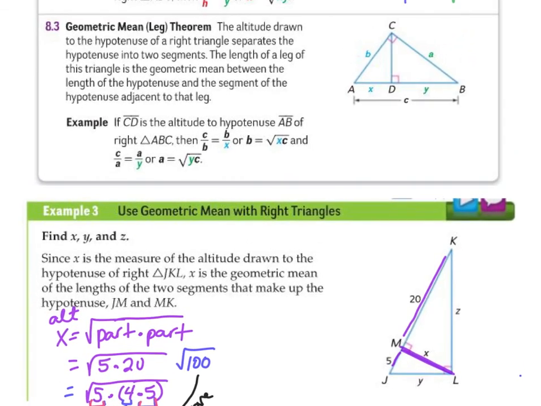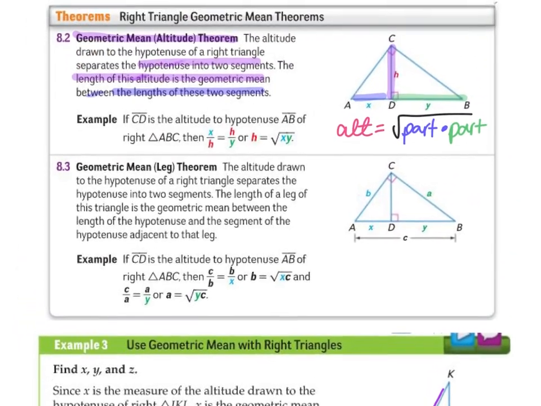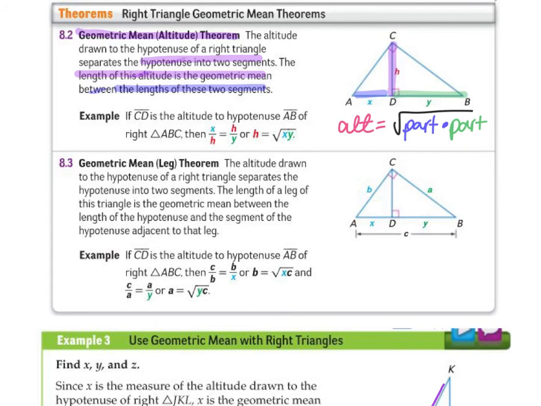Moving on to the last theorem that we're going to talk about today, the geometric mean leg theorem. This is talking about the legs of your right triangle, so your legs would be either B or A. Again, your altitude divides that hypotenuse into separate segments. We are told that the length of the leg of the triangle is the geometric mean between the length of the hypotenuse and the segment of the hypotenuse adjacent to that leg.